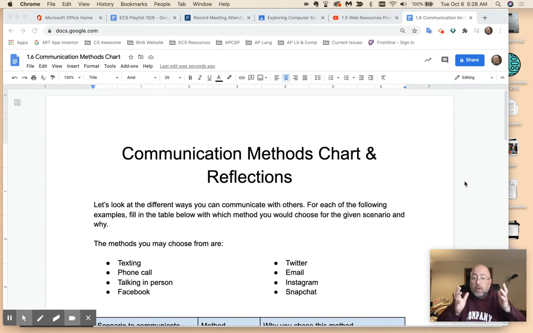I'm not saying this is the only way. I'm not saying there aren't other apps, but I'm just going to ask you to work within a framework so that you can start to think about how technology has changed the way we communicate with each other as human beings. That's the real point here, because it really has.